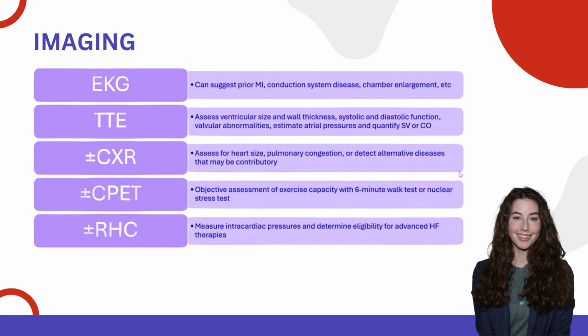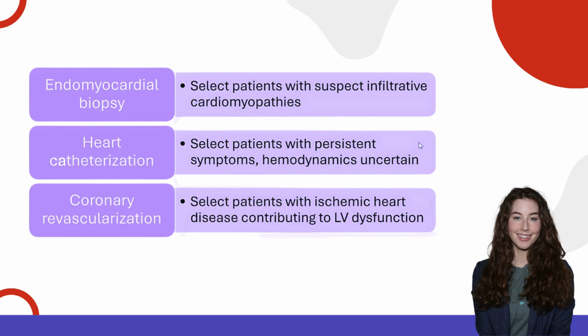And then later on, you can do a right heart cath to help guide therapy for advanced measures. You can also do a biopsy in very select patients where you're suspecting an infiltrative cardiomyopathy like amyloid or giant cell, or coronary revascularization if you are looking to do a stent or a CABG.